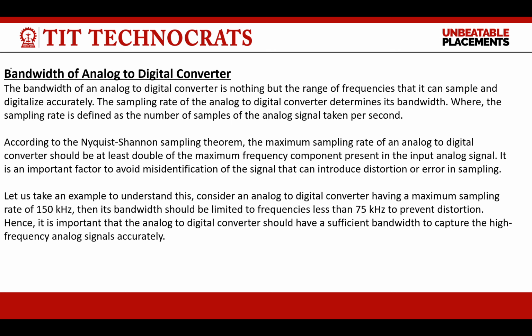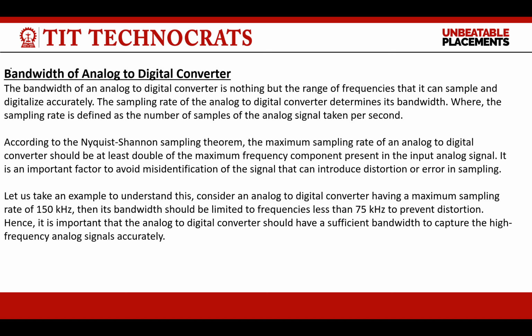According to the Nyquist-Shannon sampling theorem, the maximum sampling rate of an analog to digital converter should be at least double of the maximum frequency component present in the input analog signal. It is an important factor to avoid misidentification of the signal that can introduce distortion or error in sampling.